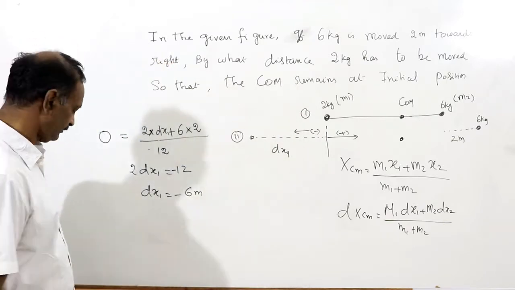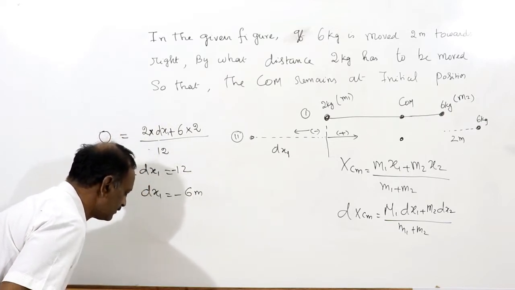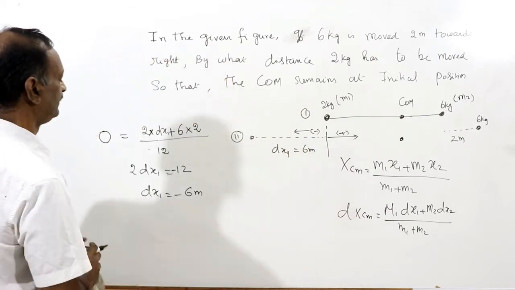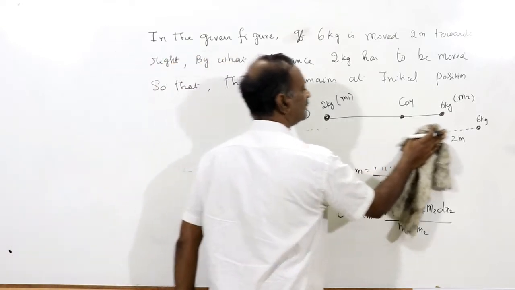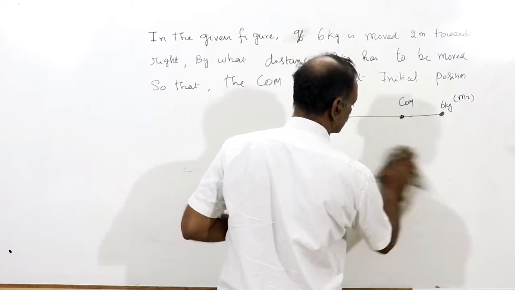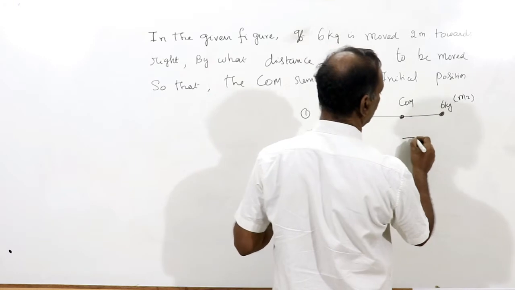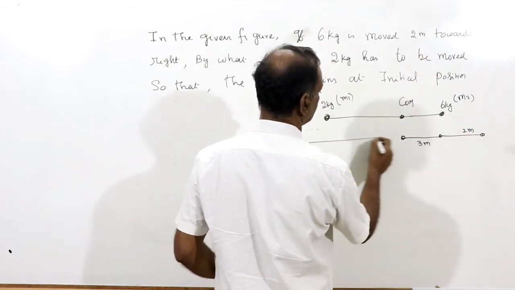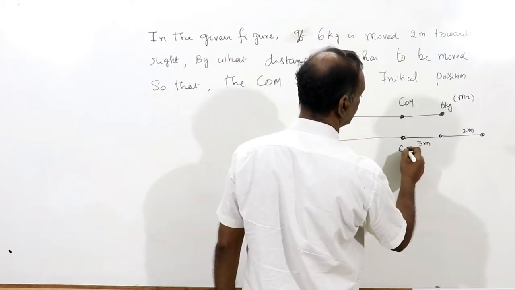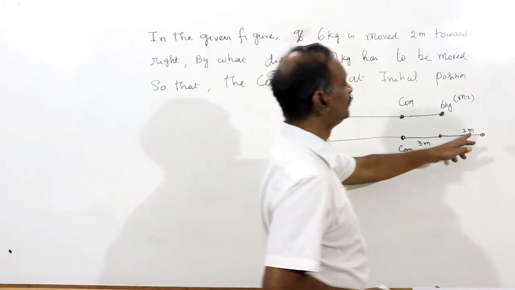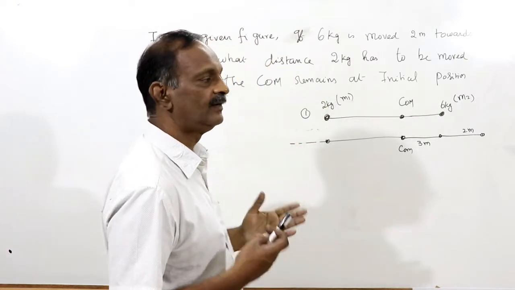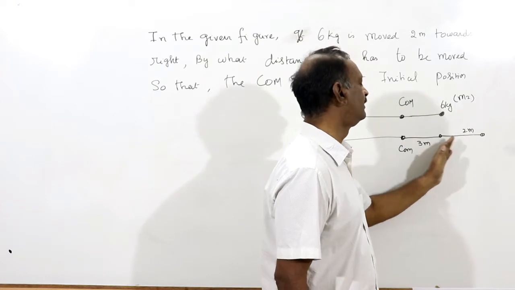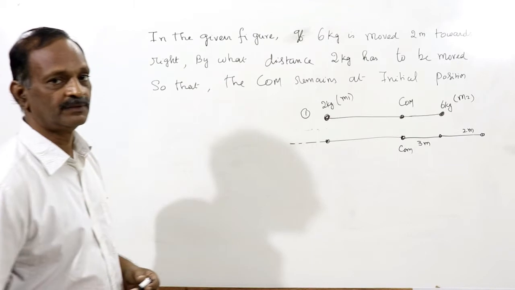So 6 meter it has to be moved, towards the left. They can also ask the question differently. If the center of mass is moved by 3 meter when 6 kg is moved by 2 meter, what distance does this mass have to be moved? In the first question the center of mass did not move. Now we move 2 meter towards the right and the center of mass moves 3 meter in this direction. So we calculate how much to move this mass, using the same formula.